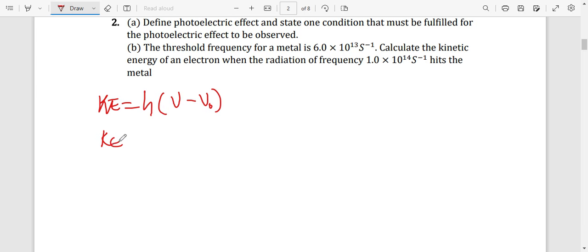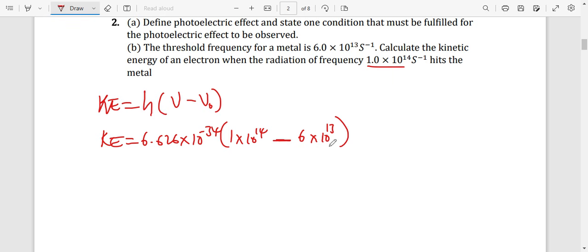So this will give us kinetic energy being equal to Planck's constant, 6.626 times 10 to the power negative 34, and then the frequency of radiation, which is 1 times 10 to the power 14. Then we remove the threshold frequency of the metal, that is 6 times 10 to the power 13. So what will be now the kinetic energy? Let's see what we get.